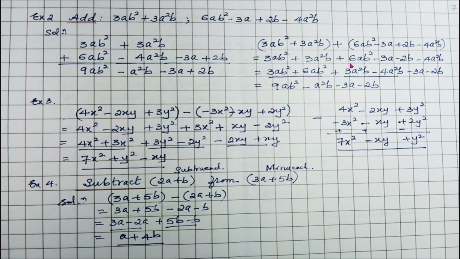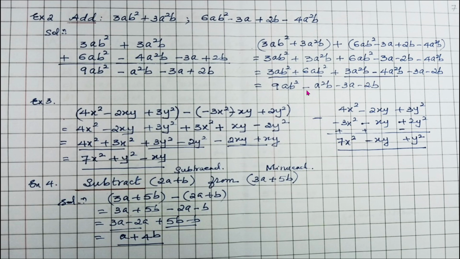So 3ab² + 6ab², then 3a²b − 4a²b, −3a, and +2b. Now be careful, it is plus 2b here, not minus 2b. Be careful about that. Now these two are like terms. Add the coefficients. 3 plus 6 is 9ab².